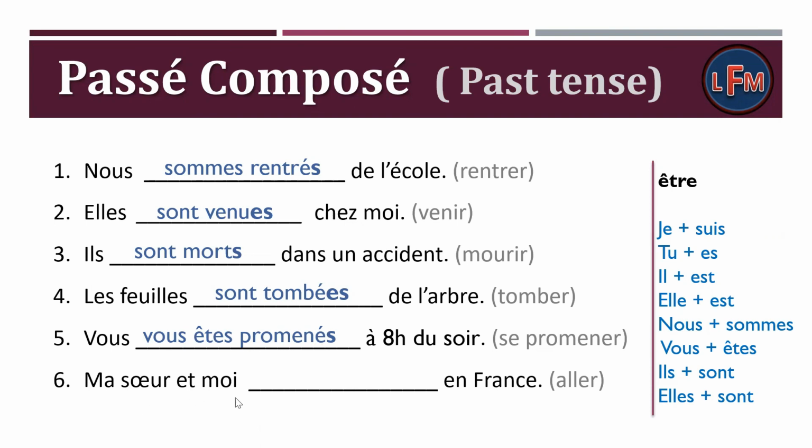Then ma sœur et moi dash en France. Here the verb is aller. Ma sœur et moi. Which subject is this? So my sister and me. It means we. So it is nous. With nous, the être verb is sommes. So ma sœur et moi sommes allées en France. The participe passé of the verb aller is allé with an accent aigu over the e, and we add an extra s as it is plural. Nous is plural.